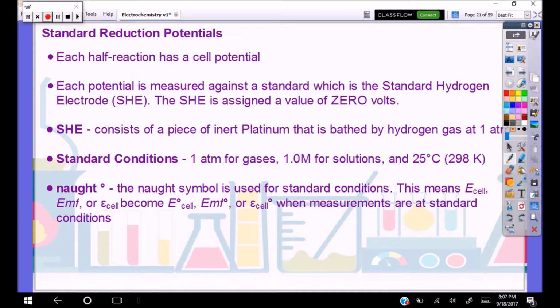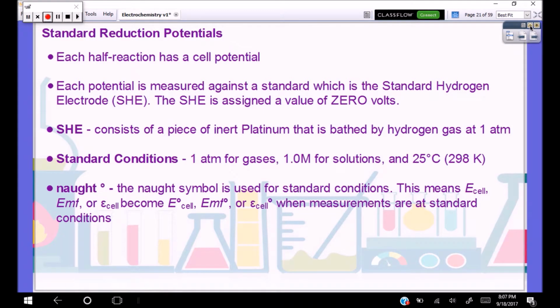As I stated before, you may have an inert electrode. Whenever we measure with a hydrogen electrode, we're using platinum, and the platinum is actually bathed in hydrogen gas at 1 atmosphere.